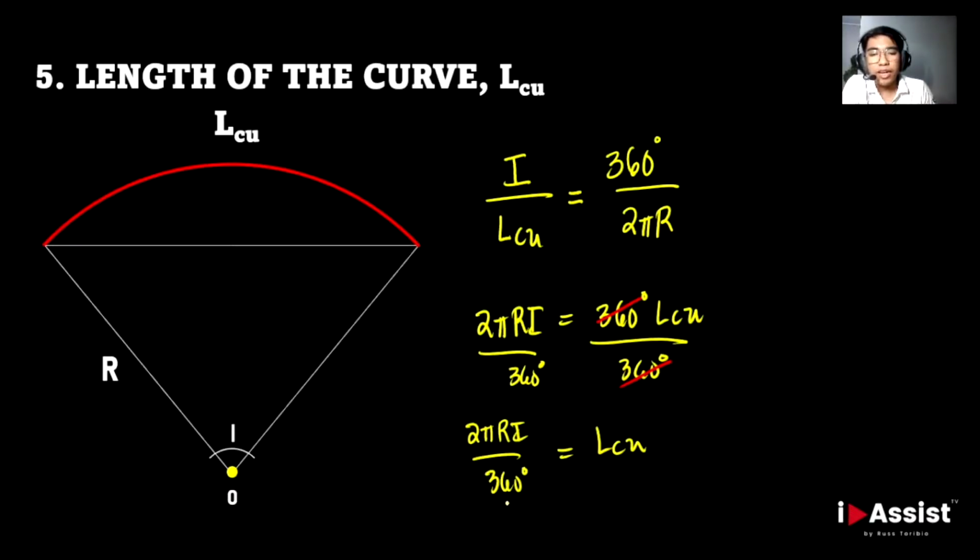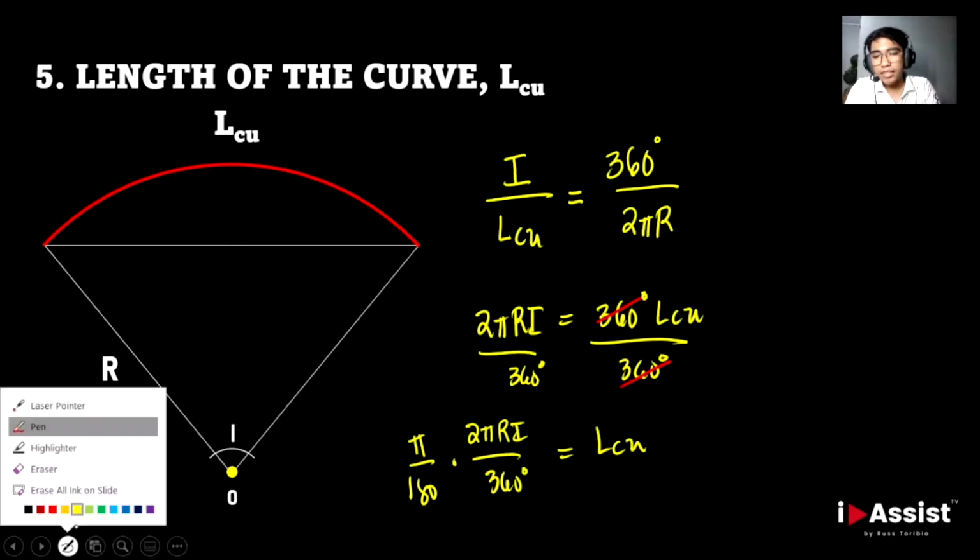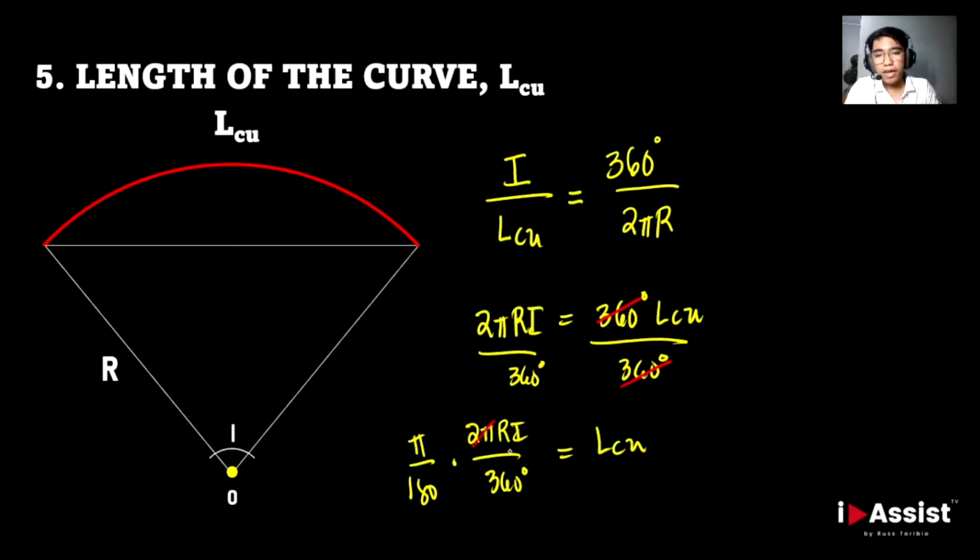Basically, gagawin natin itong radian degrees, ay radian measure of angle instead of degrees. So, i-multiply natin dyan sa pi over 180. Okay? Isang pi is equal to 180 degrees. And then, we can cancel na this 2 pi and this 360 degrees. Therefore, the formula for LCU is equal to R I pi over 180.